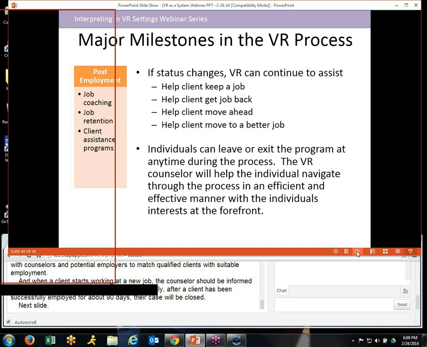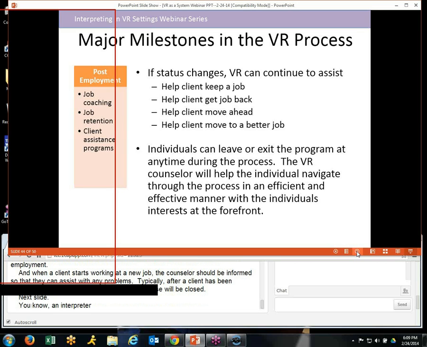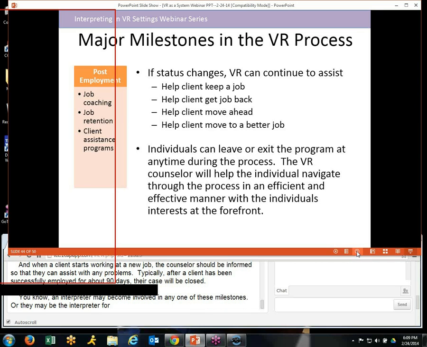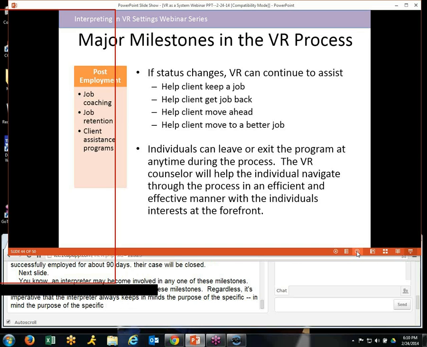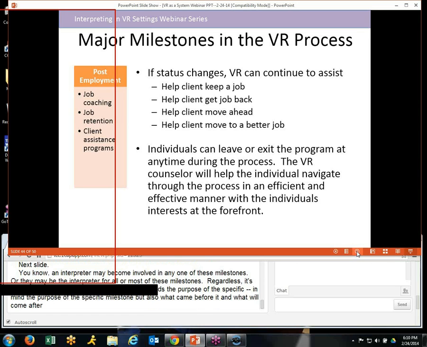An interpreter may become involved in any one of these milestones, or they may be the interpreter for all or most of these milestones. Regardless, it's imperative that the interpreter always keeps in mind the purpose of the specific milestone, but also what came before it and what will come after it, and how all of that contributes to the overall goal of the system.